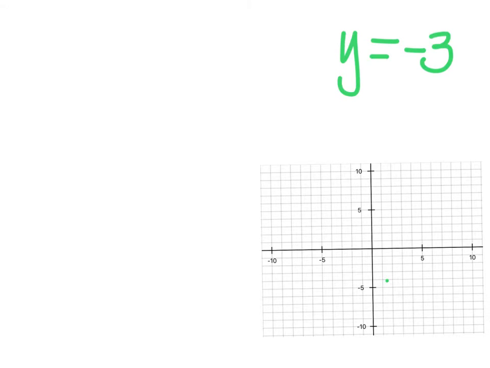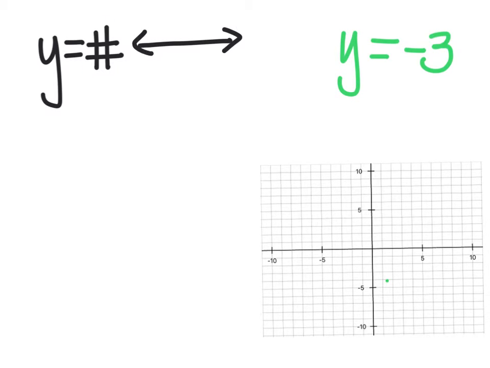The first of our special lines is any line that's in the form of y equals some number. Any line that's y equals some number means it's going to touch the y-axis and the y-axis only at that number. That means that line will always be horizontal.